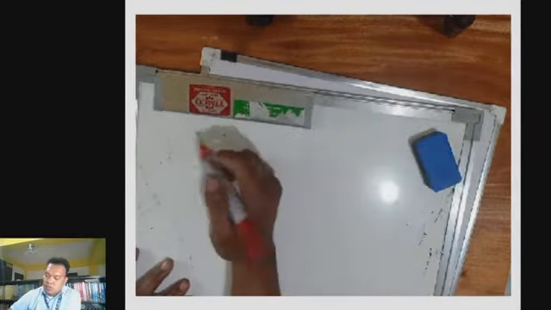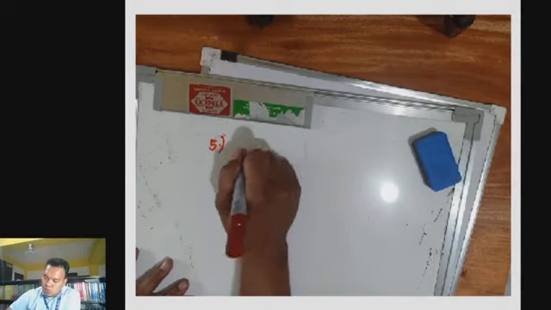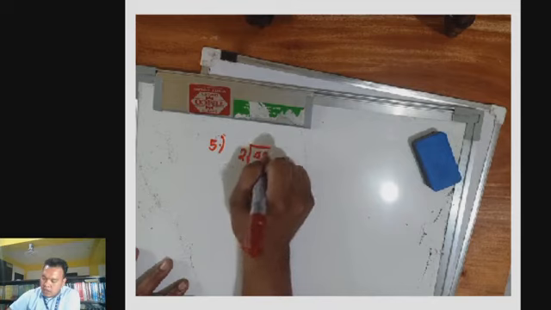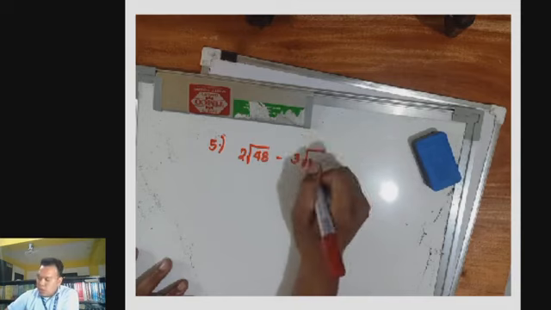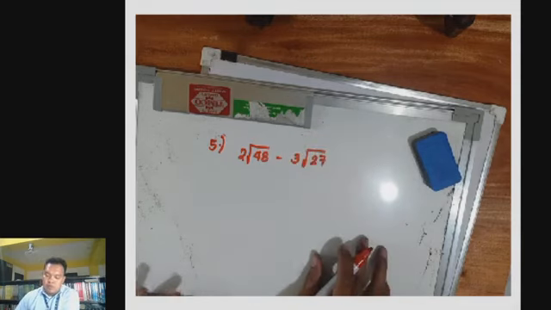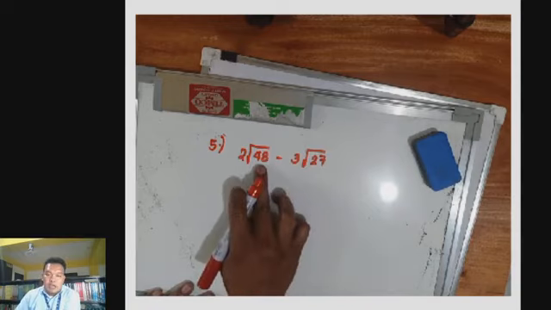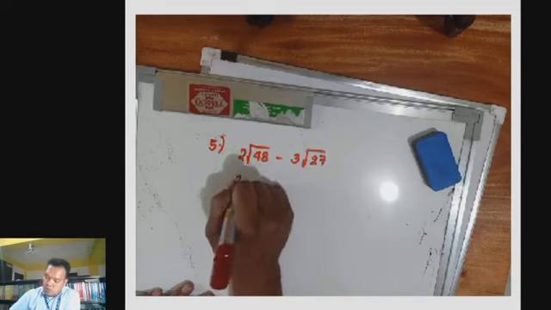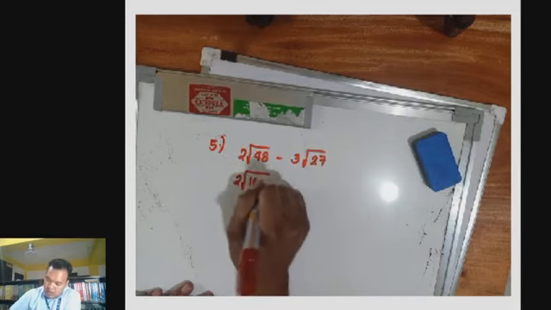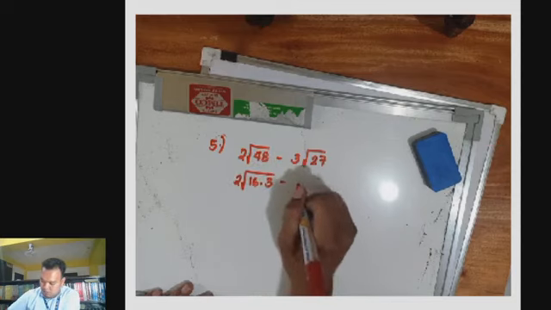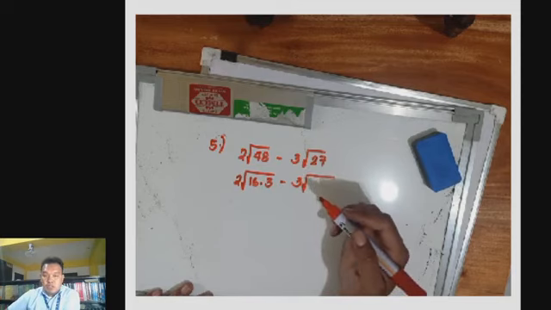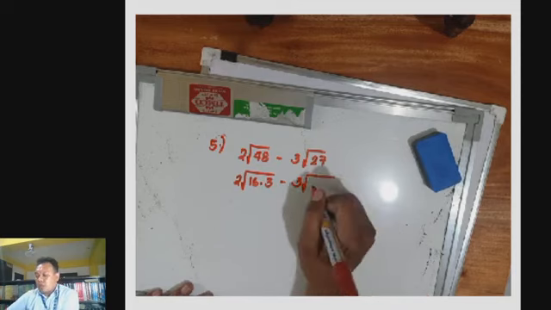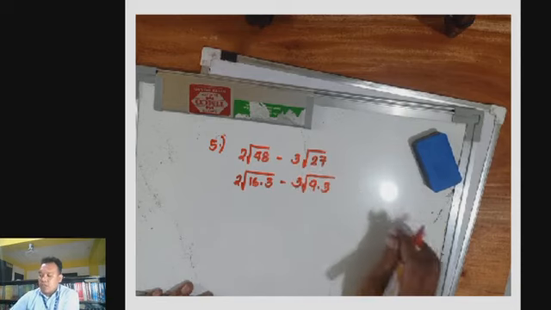we have 2 times the square root of 48 minus 3 times the square root ni 27. Okay. So, pwede kong sabihin yung 48 ay 16 times 3. So, lalabas tayo 2 times the square root ni 16 times 3 minus 3 times the square root ni 27, pwede kong sabihin 9 times 3 din. Diba? 9 times 3 is 27. So, lalabas tayo 9 times 3.